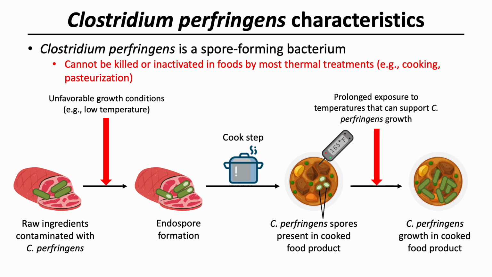And furthermore, if that cooked food product is later exposed to temperature conditions that can support C. perfringens growth, then this can result in further outgrowth of C. perfringens. For example, C. perfringens can potentially grow at temperatures as low as 41 Fahrenheit in some cases. Thus, if a cooked stew is kept at this temperature for extended amounts of time, C. perfringens could grow to high numbers.